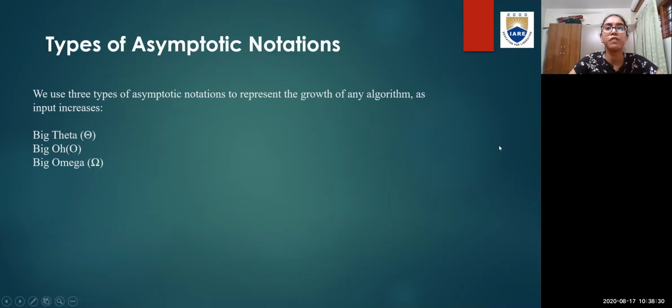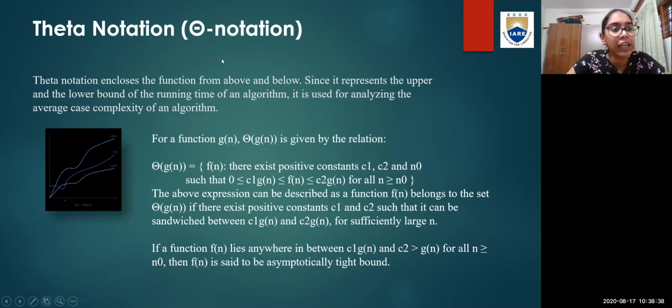Now, types of asymptotic notations. There are 3 types: big O, big omega, and theta notation. Now, when you speak about the theta notation, it will give you the bound of a function, that is the upper bound and the lower bound of an algorithm. See, theta notation encloses the function from above and below. Like over here, this is your function. It will enclose the function from above and below. That is, it will give you the upper bound and also the lower bound.